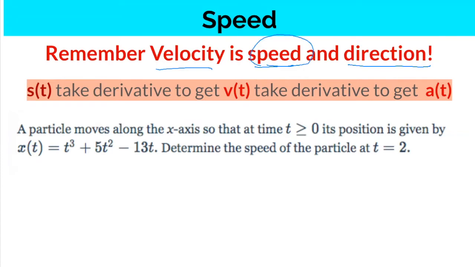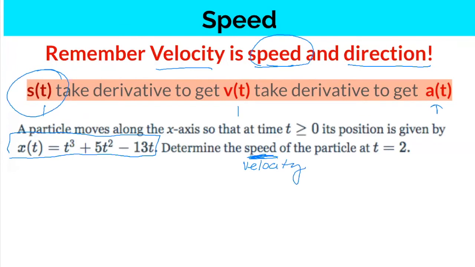A particle moves along the x-axis, all right? It's still given by t is greater than 0. So, they gave us the original function. So I'm going to circle which function they gave us, because they can give us this one or this one. Second semester, you'll see them give us this one. But right now they gave us the original function. It says determine the speed of the particle. Well, in order to find speed, you need the velocity function, because velocity is speed and direction.